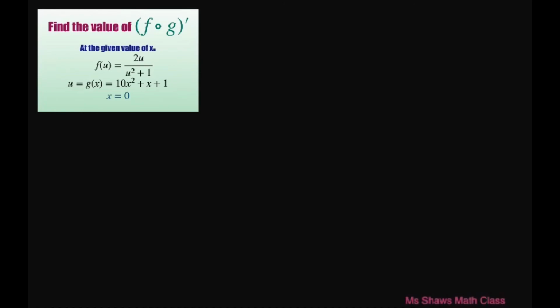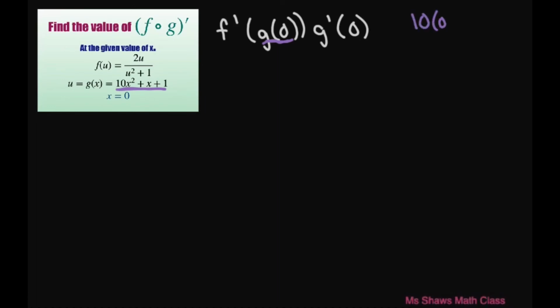We're going to have f prime of g of 0 times g prime of 0. Now, the first thing we're going to do is find g of 0. Again, we already talked about that. That would be 10 times 0 squared plus 0 plus 1. So this just equals 1. Now we have f prime of 1 times g prime of 0.